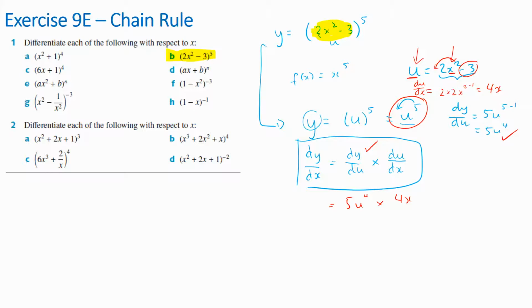If you multiply those two together, you should get your answer, which is 20x u to the power of 4. But remember, this was a made up variable. U doesn't actually exist. I made it up so that it works. I replaced the g of x with a u to make it easier for myself. So by doing that, I have to resubstitute what u was, and u was actually equal to 2x squared minus 3. So I'm going to write 20x times 2x squared minus 3, all to the power of 4. Voila! Chain rule completed.